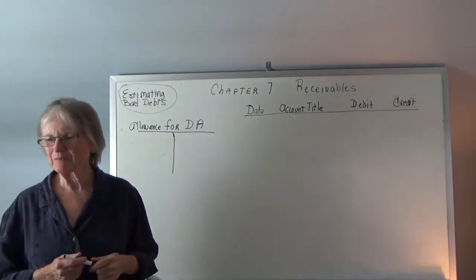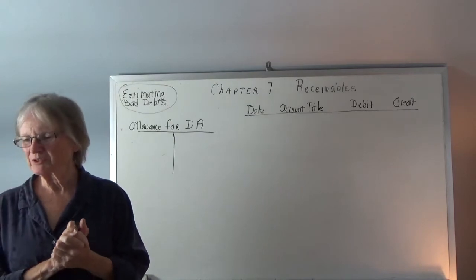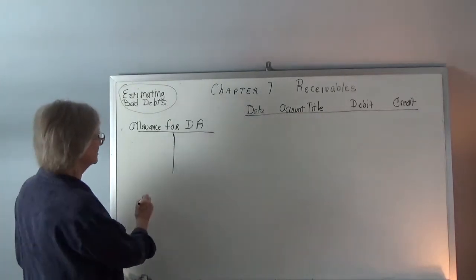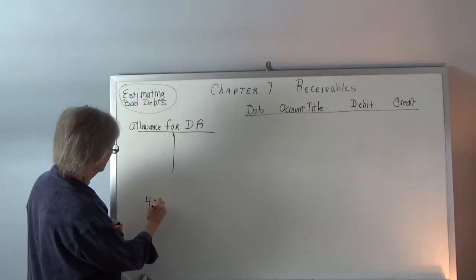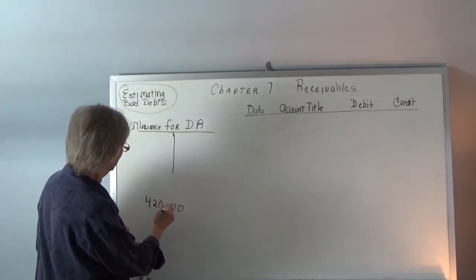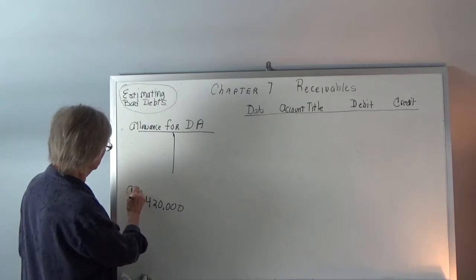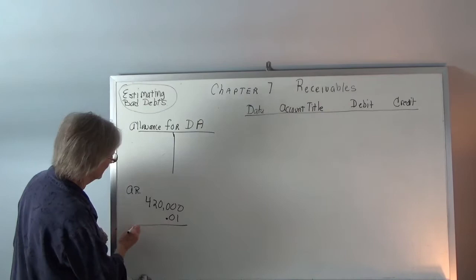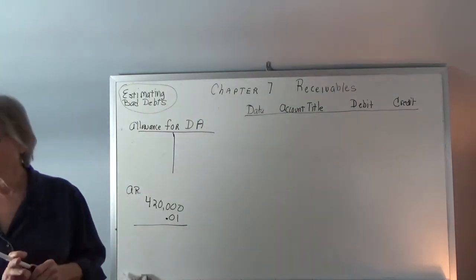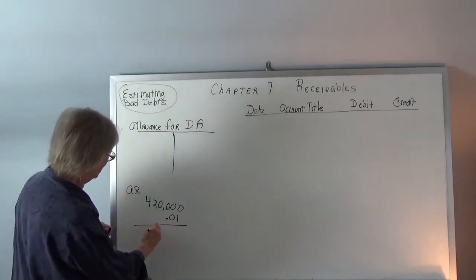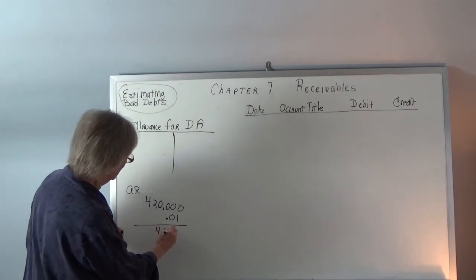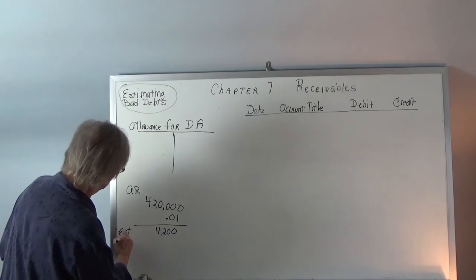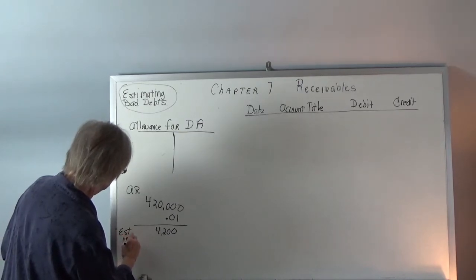All right, so this company estimates that 1% of its accounts receivable will be uncollectible. So accounts receivable are 420,000. This is the accounts receivable for this company. It's estimated that 1% of those will be uncollectible. So doing the math, it comes out at 4,200, and that would be the estimated uncollectible amount.